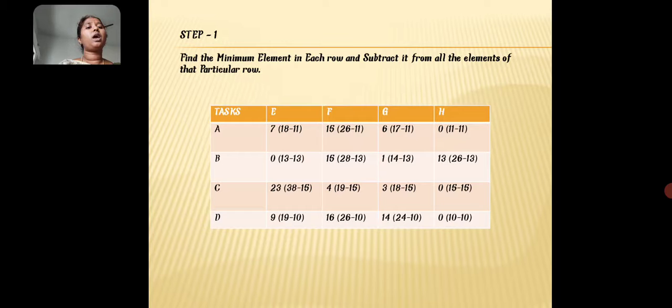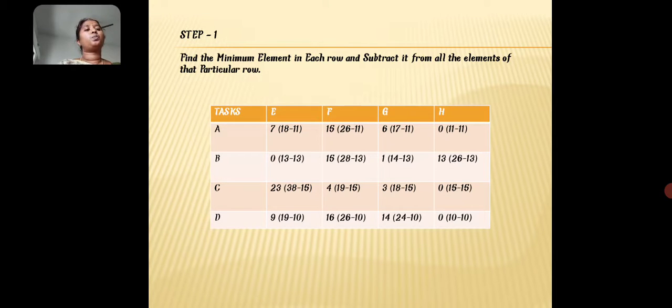From the third row, we have the minimum element 15. So 38 minus 15 is equal to 23. 19 minus 15 is equal to 4. 18 minus 15 is equal to 3. 15 minus 15 is equal to 0. From the last row, we have the minimum element 10. So 19 minus 10 is equal to 9. 26 minus 10 is equal to 16. 24 minus 10 is equal to 14. 10 minus 10 is equal to 0.